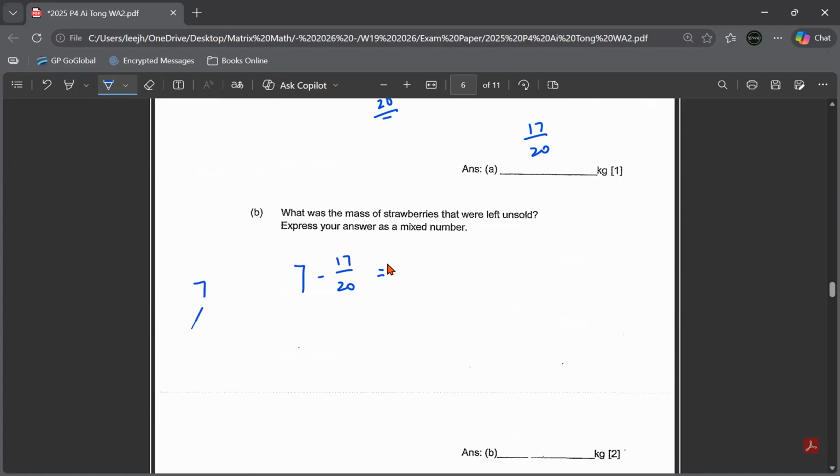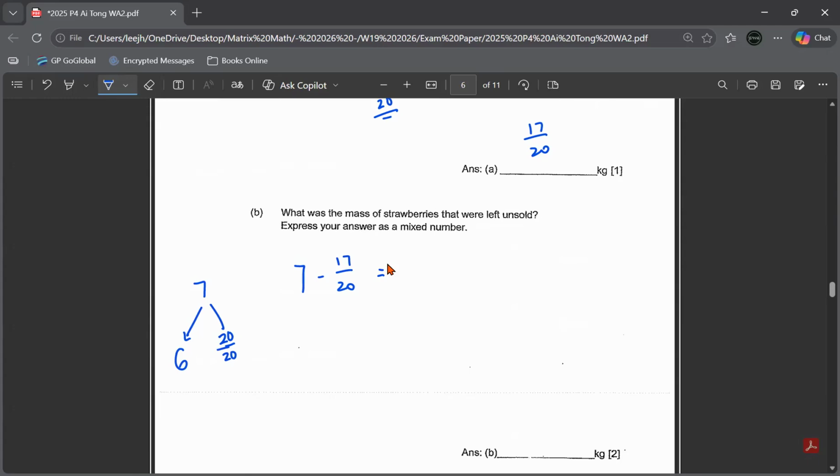So 7 wholes, I'm going to split. I take 1 whole out, I'm left with 6 wholes. Why do I take 1 whole out? So that I can express that 1 whole as a fraction, which is 20 over 20. Depending on your denominator, the fraction for that whole follows. So the denominator is 20. That means 1 whole will be 20 out of 20.